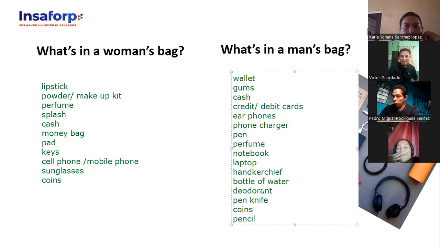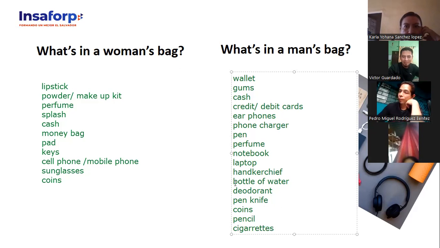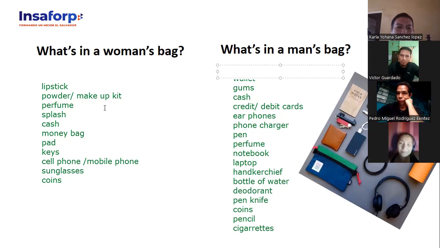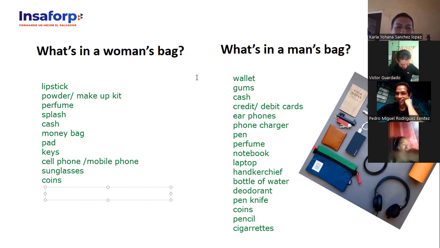A ver quién ha puesto. Normita ha puesto cigarettes. Good. Okay. Y a ver, chicas, díganme. ¿Qué más les faltó a los hombres decir que ustedes tienen? Miren qué poquito. ¿Salió más grande la lista de los hombres? Creo que ellas llevan una cartera dentro de otra cartera, dentro de otra cartera. Y ahí lleva un montón de cosas. Only one purse, but the man, you wear a bag. Sometimes I see the men with a big backpack.